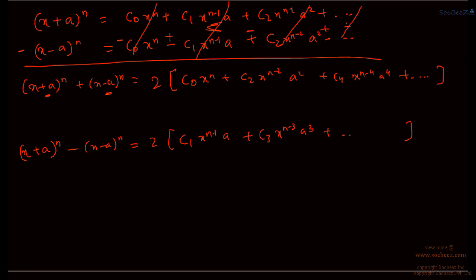So these are two very important properties. They will be used in a lot of examples or questions to solve or prove a few results. So (x + a)^n + (x - a)^n gives you 2 times C0 x^n + C2 x^(n-2) a^2, so all these even exponents of a. Similarly, (x + a)^n - (x - a)^n will give you all the odd exponents of a.